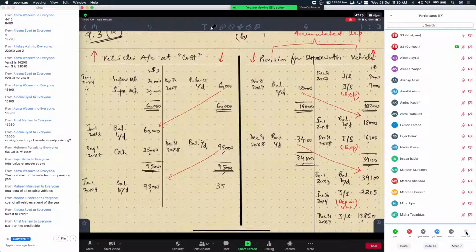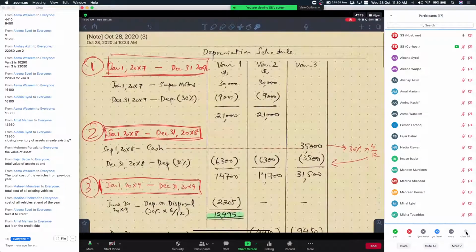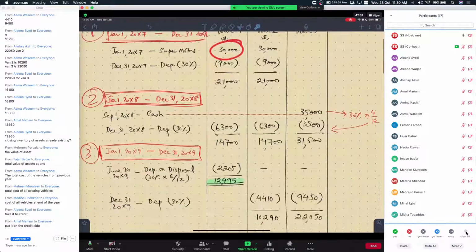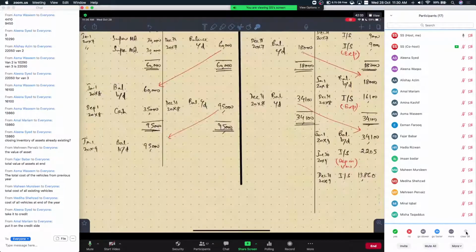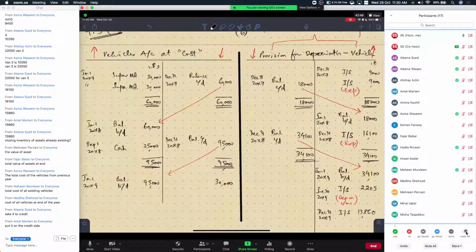$35,000. Oh, sorry, not $35,000. What was the original cost of that asset? Van 1 was $30,000, right? So for van 1, we will subtract $30,000 from this value. So we understand the placing of this $30,000 on the credit side of the van's account, right? Please give me a green check.